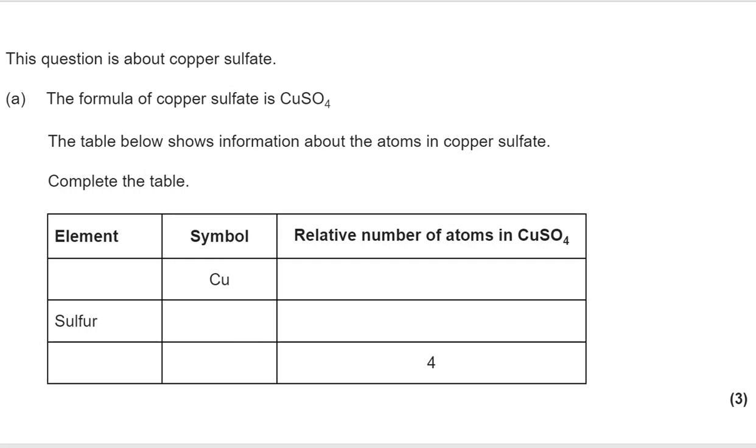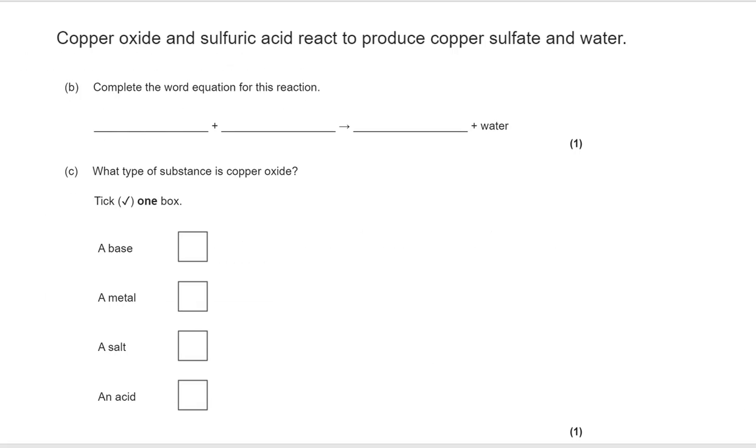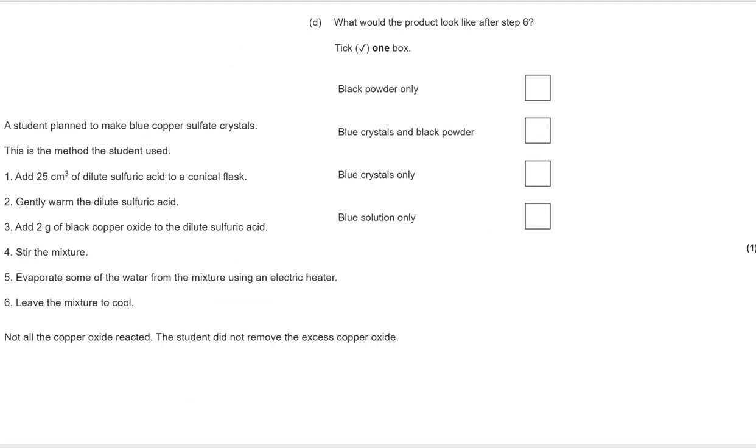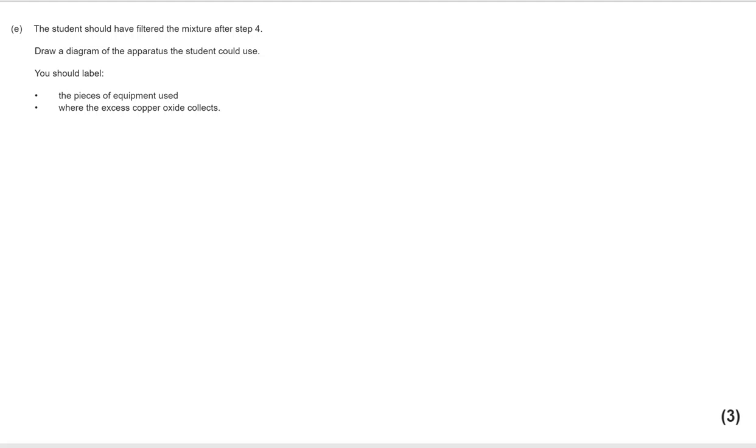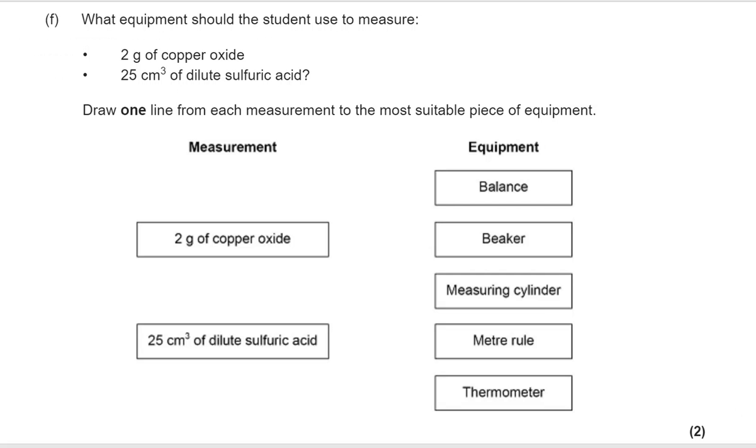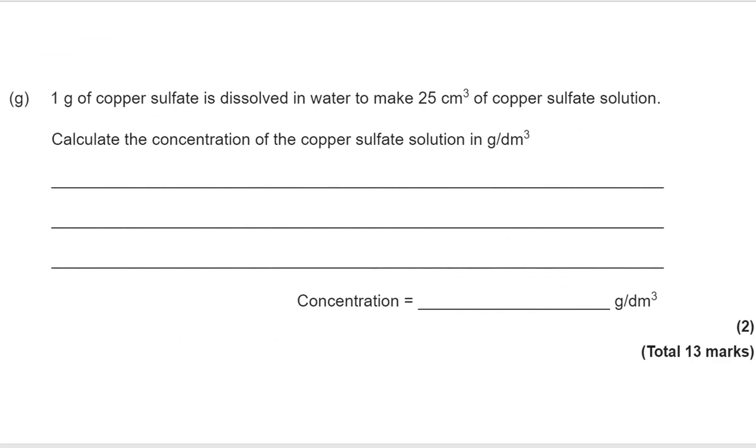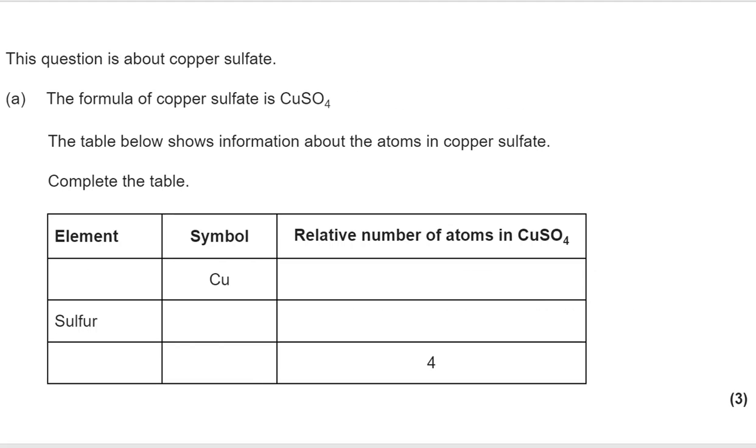So here is part A, part B and C, part D, part E, part F, and part G. 13 marks in total. So let's start with part A.